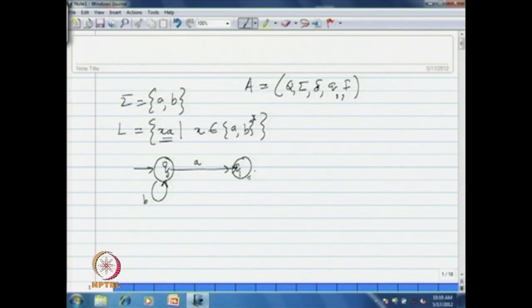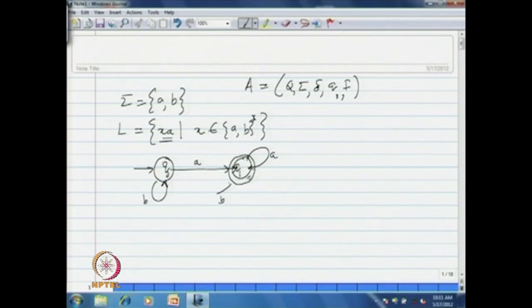Now, on subsequent a at q1, we just remain in the same state q1 because it does not matter, it will still end with a. By making q1 a final state, all such strings can be accepted. Now, if we encounter a b at q1, we need to go out of q1, as q1 is a final state and we do not want to terminate the string with b.